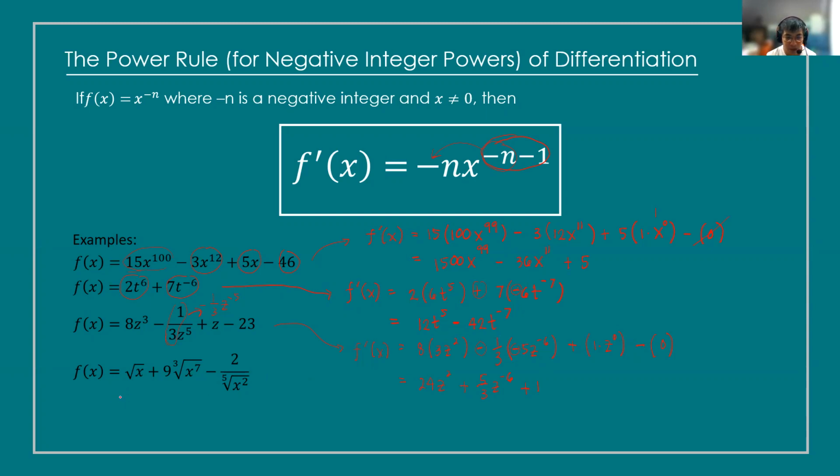Okay, so for the last item, I think you have to try to make it into an exponential expression, meaning in terms of exponent. So from square root of x, this becomes x to the power of 1/2 plus 9. And again, this one is the index of the radical expression, meaning that's cube root. This one is the exponent of x. So this becomes 9 times x to the power of 7/3.